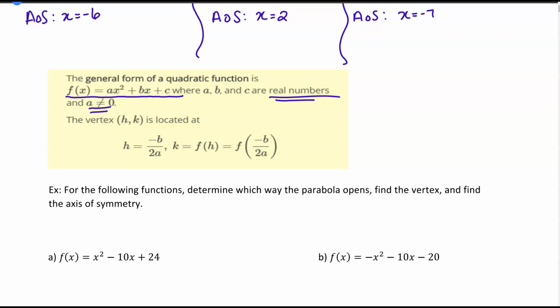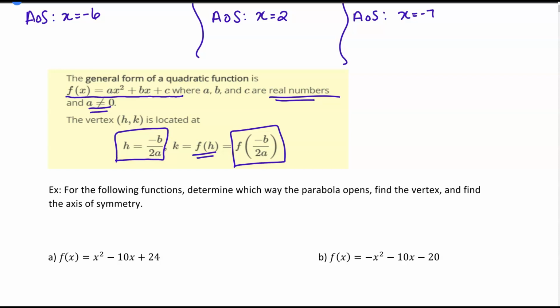The vertex (h, k) is located at, and this is a nice way for us to find that vertex from the general form, h will be equal to negative b over 2a, and then k is the value we get when I plug h into the function. So it's, in other words, f of negative b over 2a.